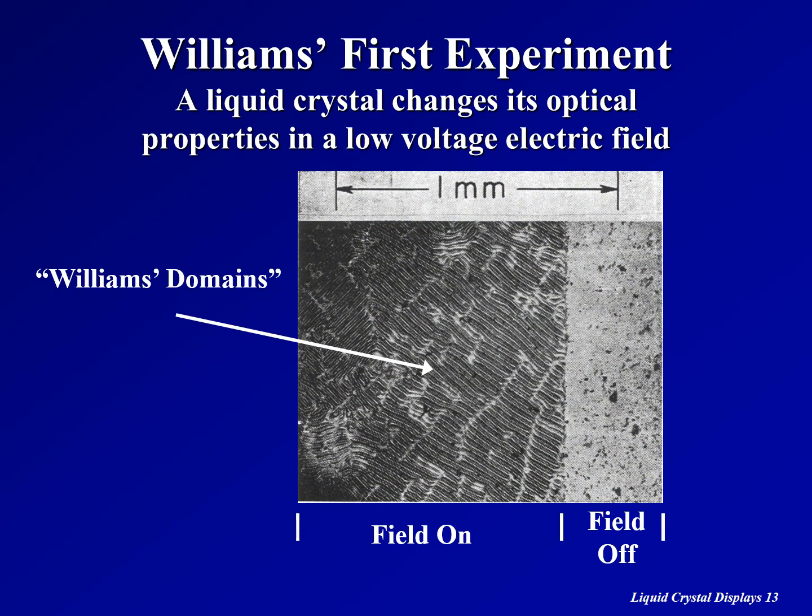In his first experiment, Williams reported that a liquid crystal changes its optical properties in a low-voltage electric field. The formation of the pattern shown in this photo that he observed became known as Williams domains.